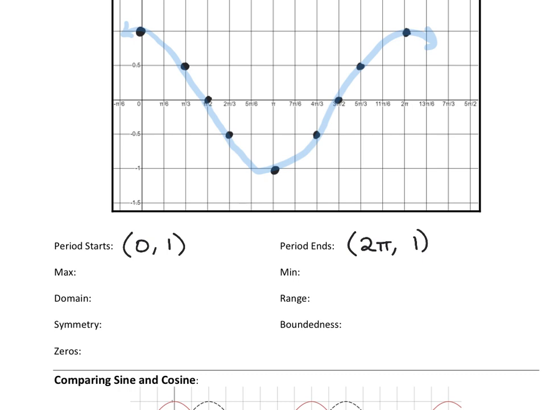One period for cosine and one period for sine are the same length. It took me 2 pi to finish the shape one time. But sine started at 0 and ended at 0. Cosine started at 1 and ended at 1. Those are some things to notice.